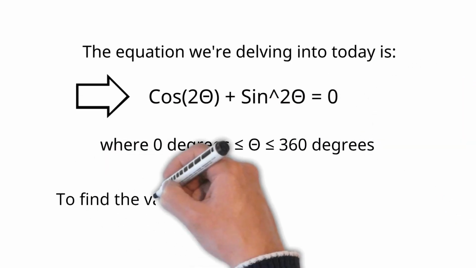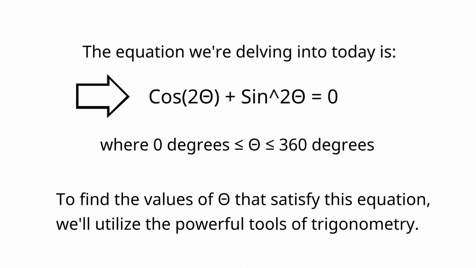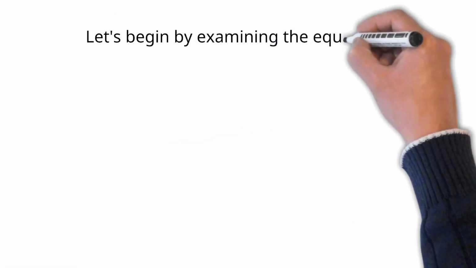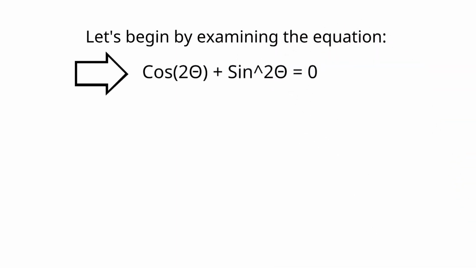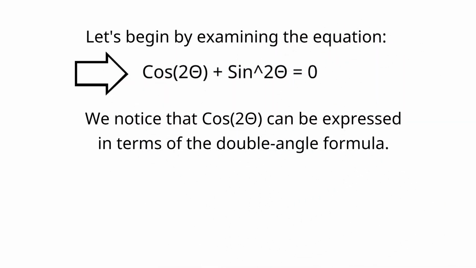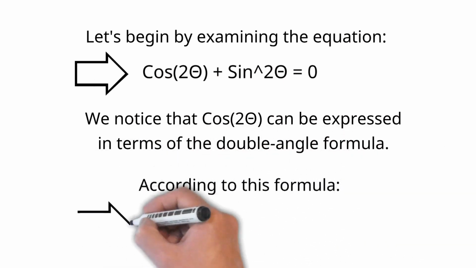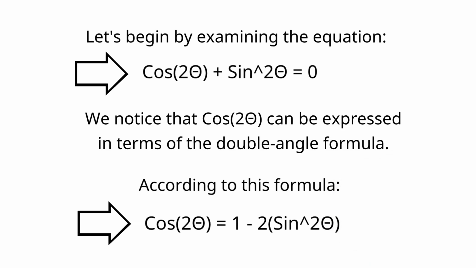To find the values of theta that satisfy this equation, we'll utilize the powerful tools of trigonometry. Let's begin by examining the equation. Cosine 2 theta plus sine squared theta equals 0. We notice that cosine 2 theta can be expressed in terms of the double angle formula. According to this formula, cosine 2 theta equals 1 minus 2 sine squared theta.